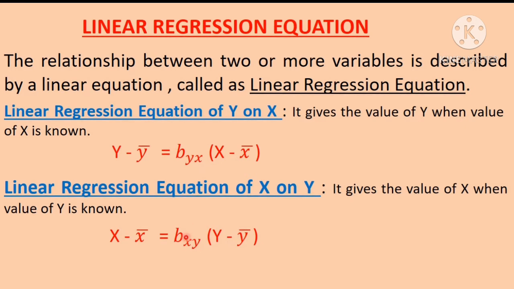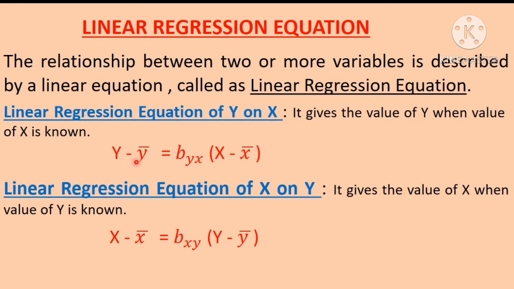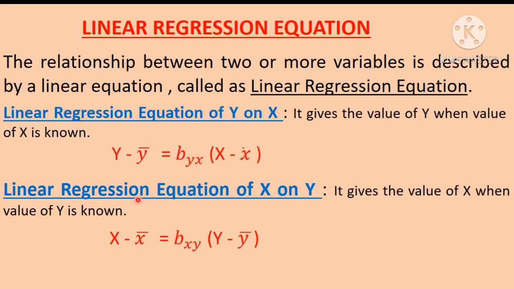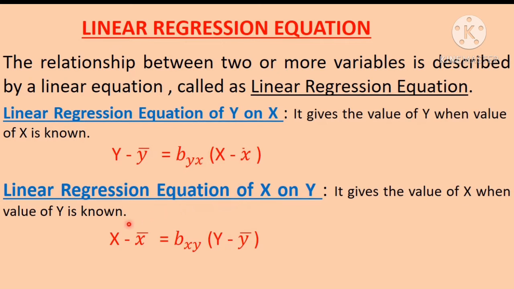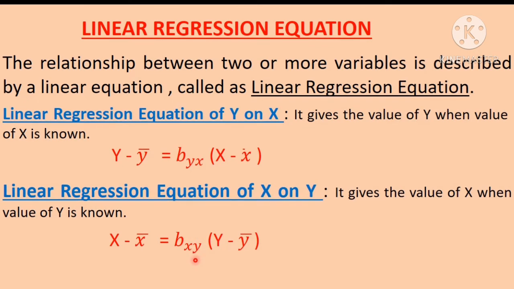Now see students, don't be confused between these two equations. When we have to use the equation of y on x, the y comes first and then the x. So in the equation also you will use the y variables first and then the x variables. Also in the coefficient, the y comes first and then x. Then when we have to use the linear regression equation of x on y, now over here x has come first and then y. So in the equation also you will write the x variables first and then the y variables. And for coefficient also the x comes first and then the y. So it is very simple to remember these equations.